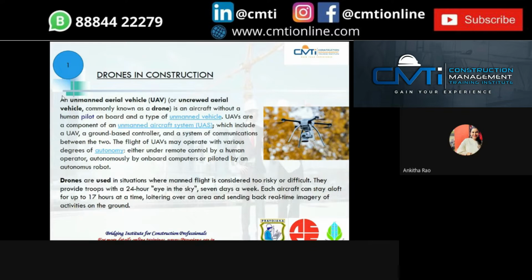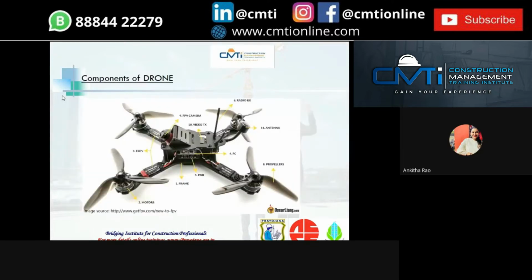Drones are used in situations where flight is considered too risky or difficult. They provide troops with a 24-hour eye in the sky, 7 days a week. Each aircraft can stay aloft for 17 hours at a time, loitering over an area and sending back real-time imagery of activities on the ground. It's like what is happening in real time. We can watch it live using a drone. And these are the components of a drone: propellers, antenna, radio RX, camera, video TX, frame, PDB, motors, and all.